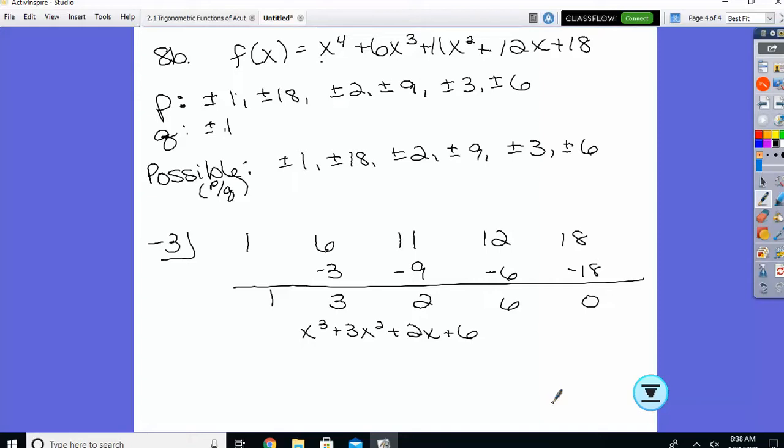Pick another 0. So looking at the graph, where is another place that it hits? What happens at -3 on this graph? What does the graph do? It bounces, which means -3 works twice. So I'm going to do synthetic again with the -3, and the answer I just got out.